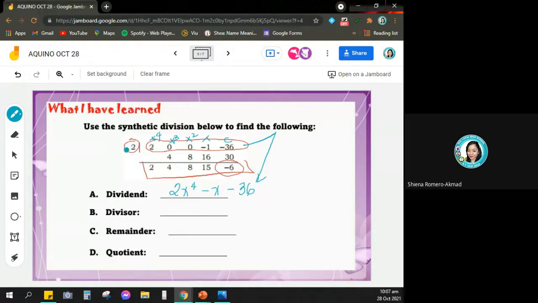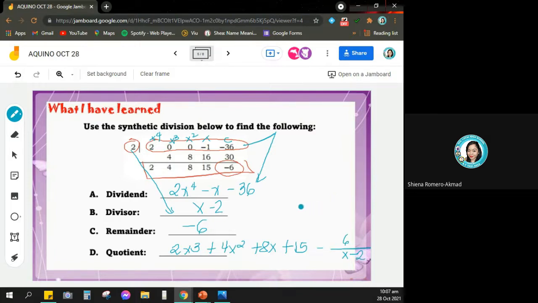Next, yung divisor natin, positive 2 siya, di ba? So, ibig sabihin, x minus 2 yan. Yung remainder natin still is negative 6. Or pwede rin negative 6 over x minus 2. Kaya lang remainder lang ang sabi. So, negative 6 lang tayo. While the quotient is 2x cubed plus 4x squared plus 8x plus 15 minus 6 over x minus 2.